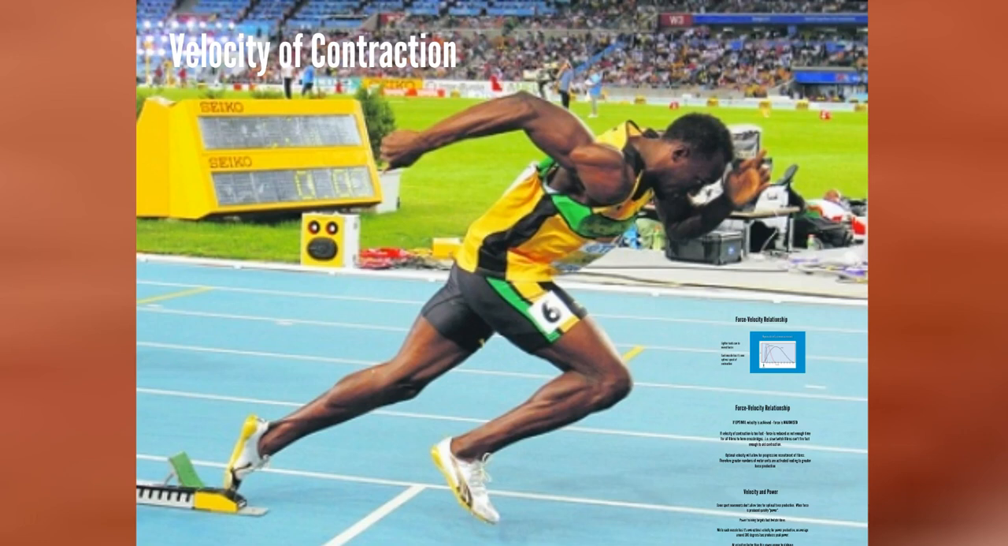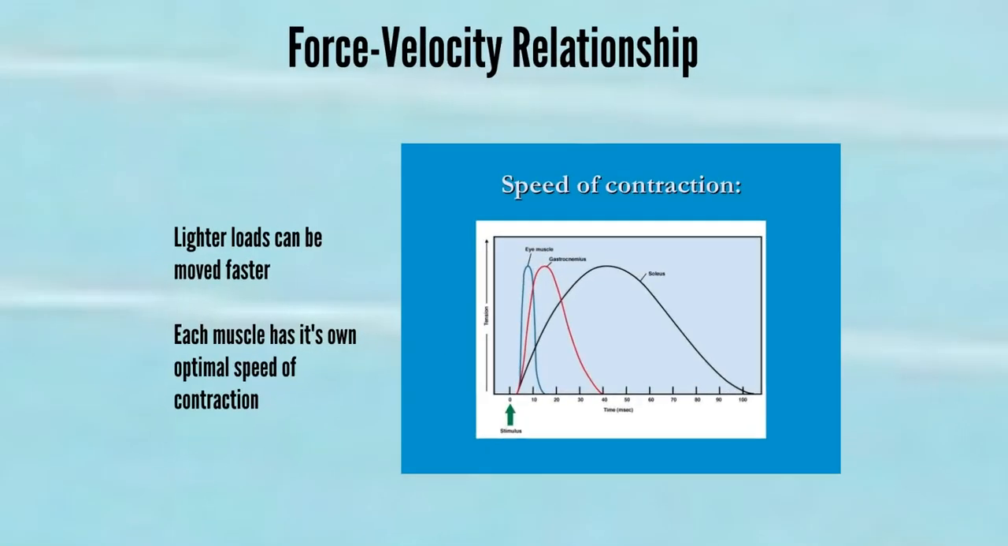So our final factor that affects muscle force production is the velocity or speed of the contraction. And we've touched on this already to some degree, but basically we know that lighter loads can be moved faster. That's a no-brainer. We also know that each muscle has its own optimal speed of contraction, and that will of course be based on the type of muscle fibers that it has.